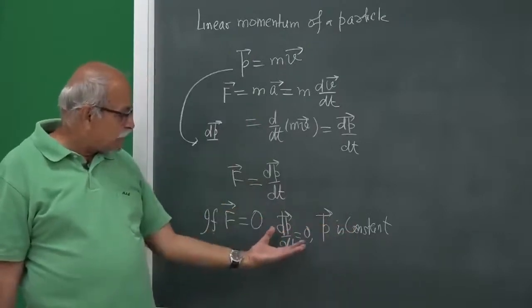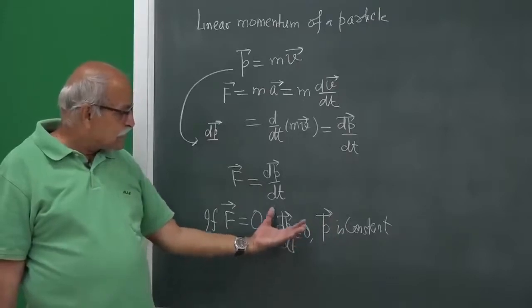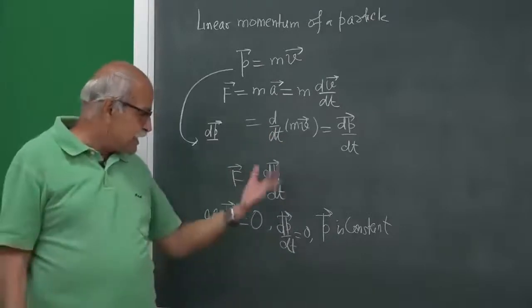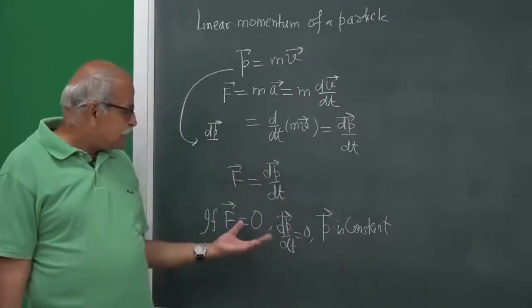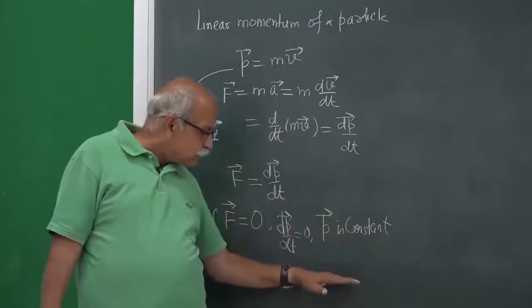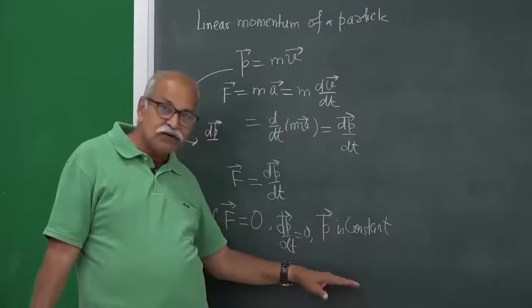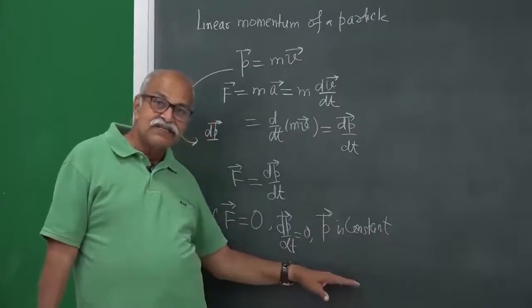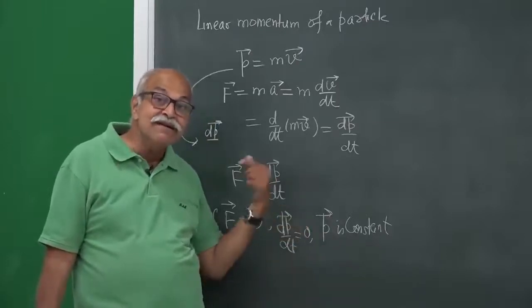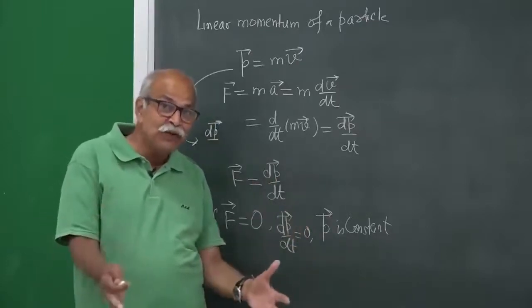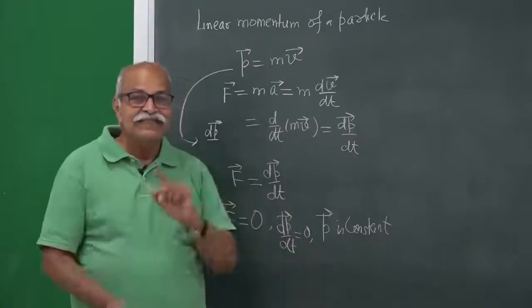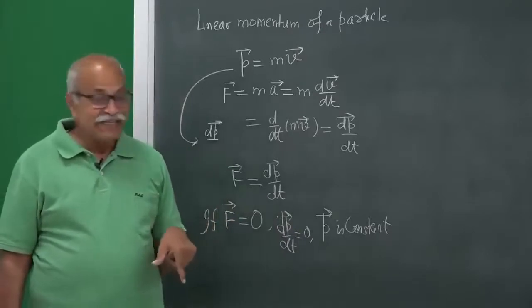when we talk about a system of particles or extended bodies which can rotate and other things, this translates to a very important law of physics called conservation of linear momentum. If the total external force on a system is 0, then the linear momentum of the entire system remains constant. That is different from this.